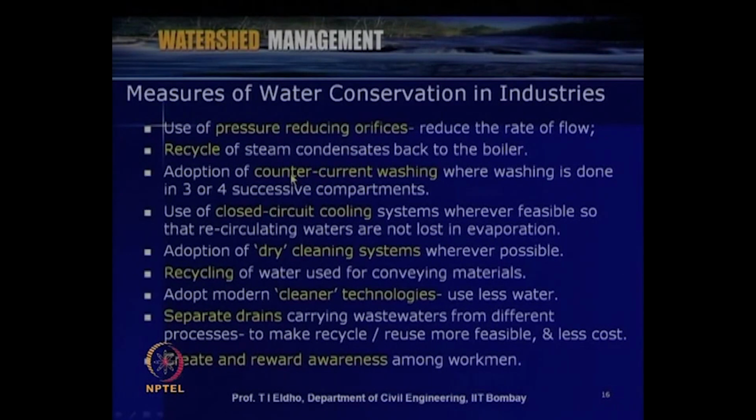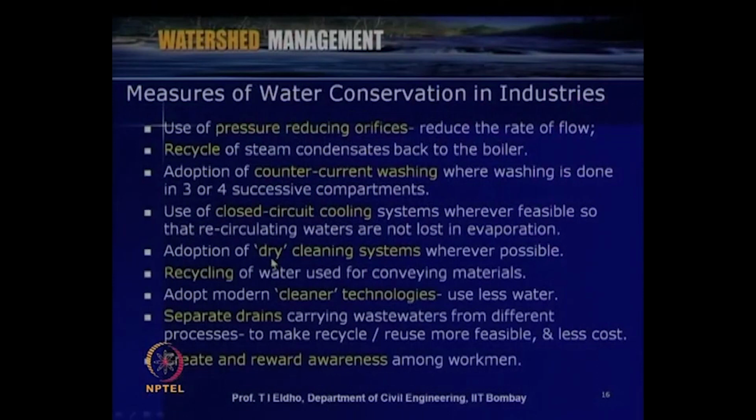Then adoption of counter current washing, where washing is done in 3 or 4 successive compartments. So, for the industrial processes where the washing is done in 3 or 4 successive compartments, we can use counter current washing. Then use of closed circuit cooling systems wherever feasible, so that recirculating water is not lost in evaporation. Whenever we are looking at cooling systems, once the water has evaporated, instead of losing that water, we can convey it back, condense it and reuse it.